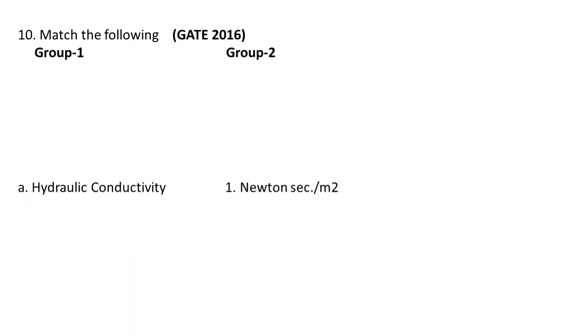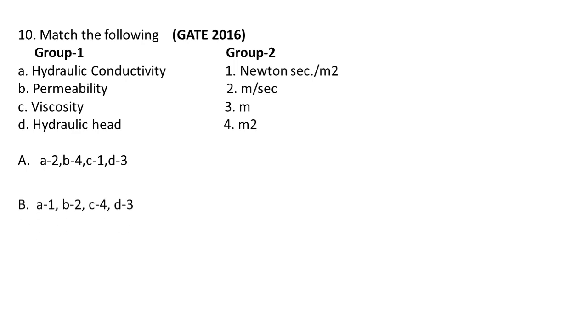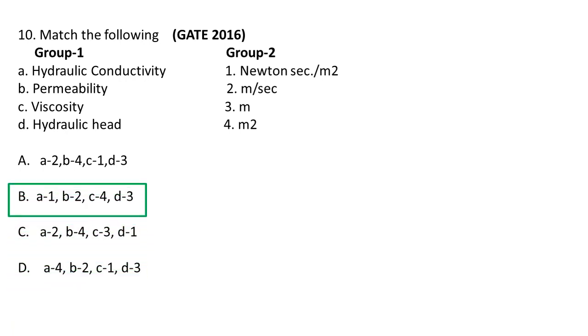Next question. Match the following. In group 1, hydraulic conductivity, permeability, viscosity, and hydraulic head are the properties given. In group 2, Newton second per meter square, meters per second, meter, and meter square are given. So the choices are A, A2, B4, C1, D3; B, A1, B2, C4, D3; C, A2, B4, C3, D1; and D, A4, B2, C1, D3. So from this the correct option is B, that is A1, B2, C4, D3.